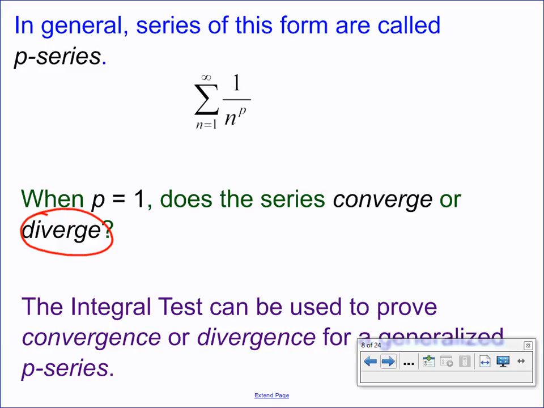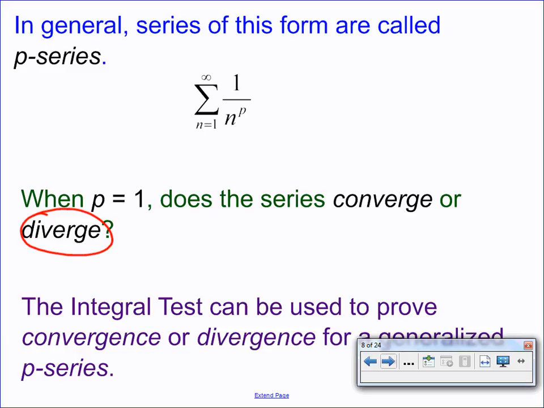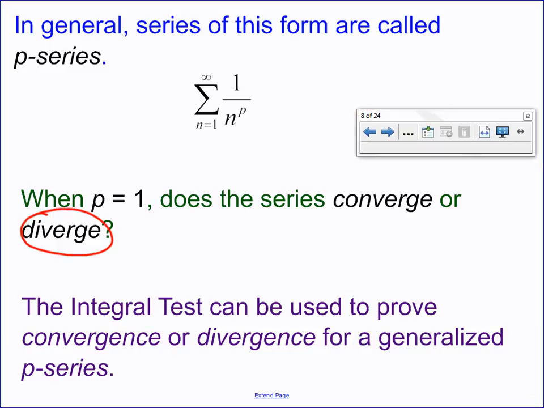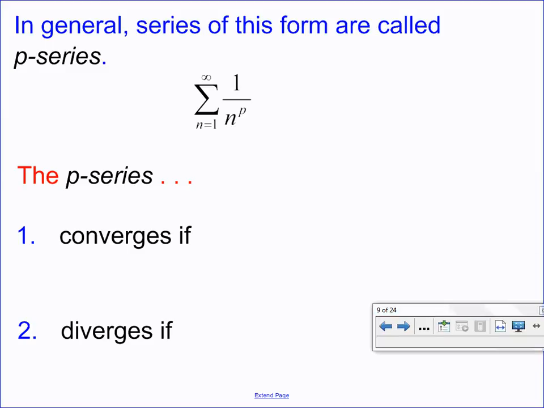What happened when my power p, which is on bottom, equaled 2? It converged. What happened when it equaled 3/2 or 1/2? It converged. And so we can show with the integral test, what do you bet that break-even point is? Yet again, 1. And so the integral test can be used to prove the convergence or divergence for a generalized p-series. A p-series converges if that exponent is greater than 1, and it diverges if that exponent p is less than or equal to 1.